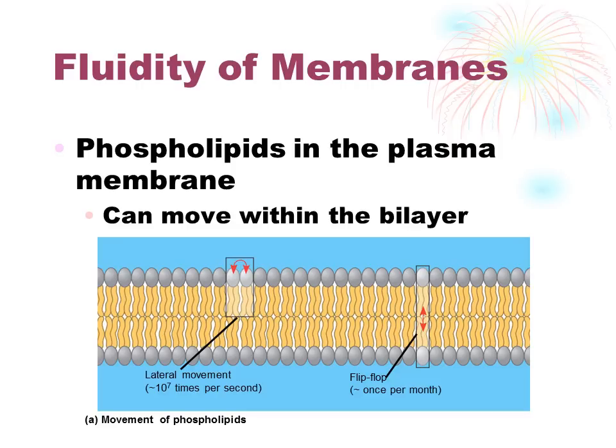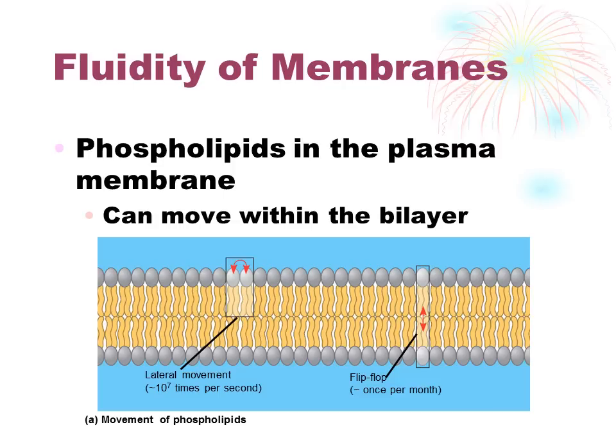Now, what's interesting about the plasma membrane is that these phospholipids can move around. They don't stay in one certain spot. They can move within the bilayer, and there are two types of movement I want you to be familiar with. On the left-hand side of this image, there's a little box with two little arrows right next to each other, and it says this is something they call lateral movement.